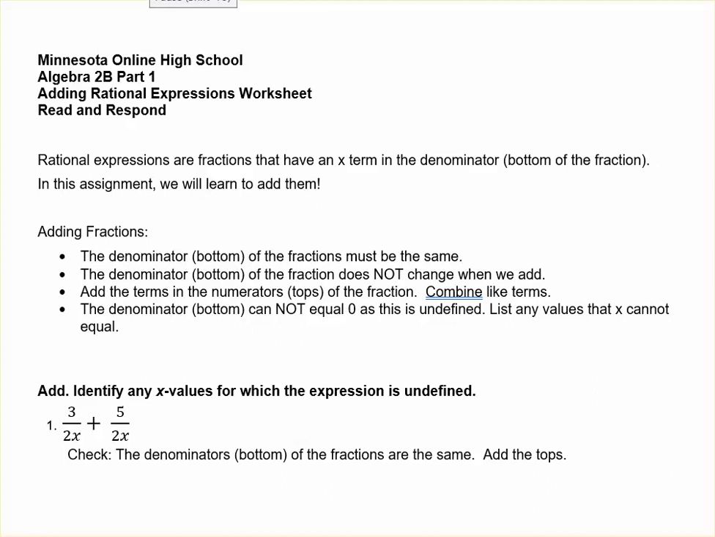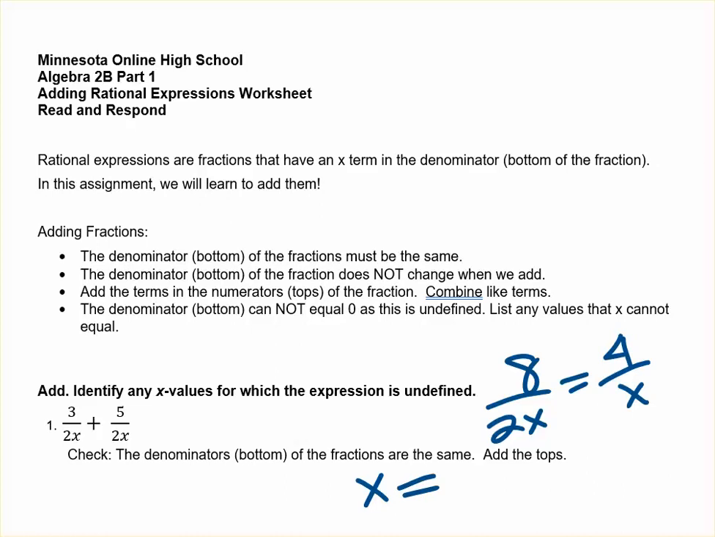So let's go ahead and add 3 over 2x plus 5 over 2x. We can add those together because our denominators are the same. This gives us an answer of 8 over 2x, which we could actually simplify down to 4 over x. And remember, our bottom cannot be 0. So in this case, we would say that x cannot equal 0.